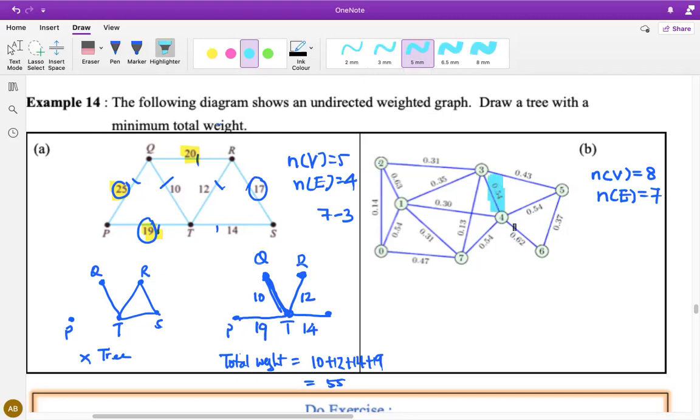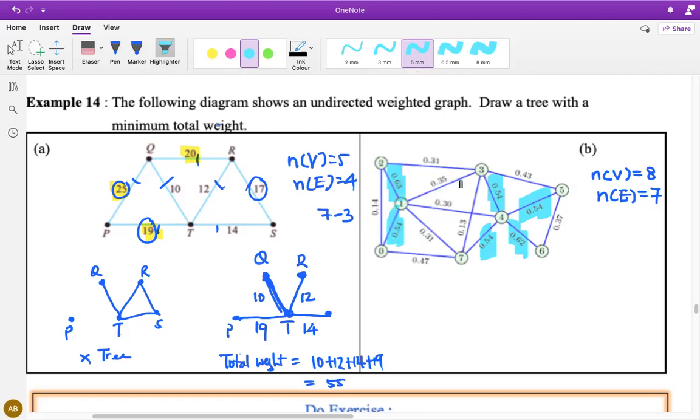5, 4, 6, 2, 5, 4, 5, 4. Okay, then 6, 3, and then 5, 4. So I need 7, right? So let's check. 1, 2, 3, 4, 5, 6, 7, 8, 9. So now this one I throw away already.